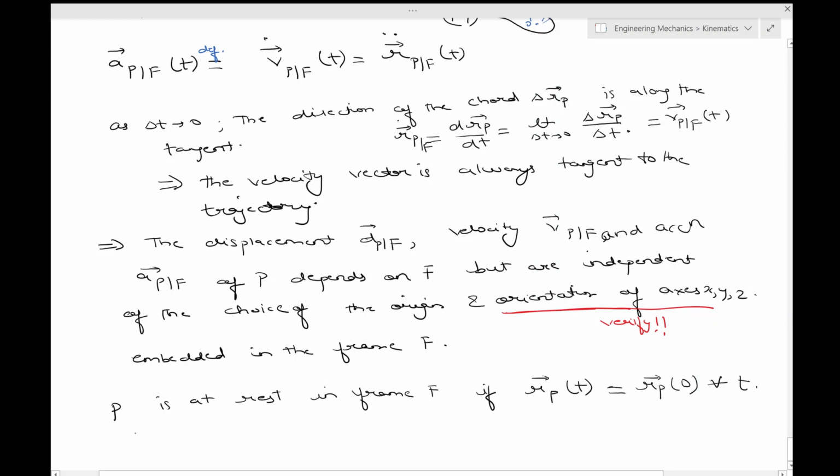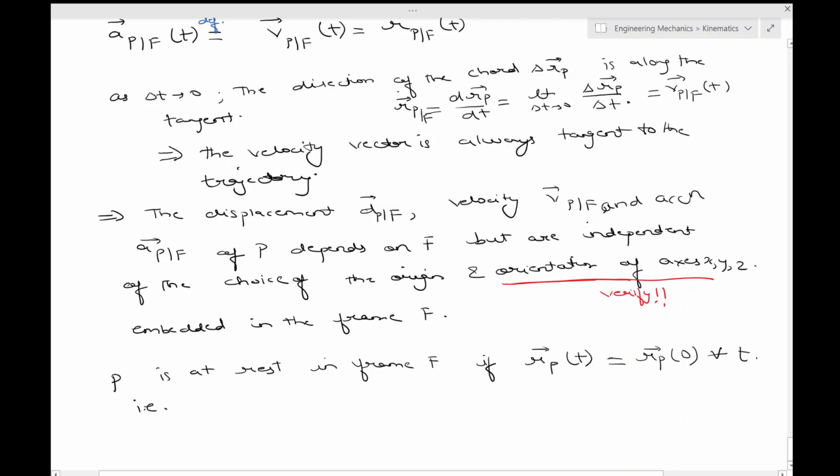So P is at rest in frame F if the position vector of P is the same as it was at time equal to 0 for all time. So wherever it was at t equal to 0, it continues to remain at any given t. So P is fixed in F if and only if the velocity of P with respect to F is equal to 0 for all t.